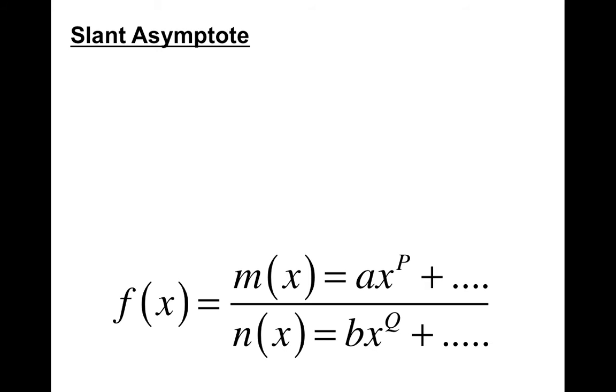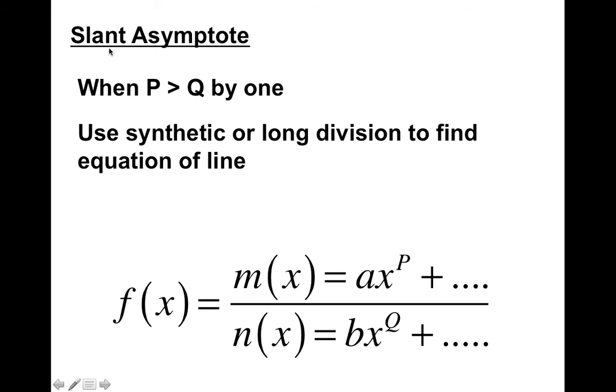Slant asymptote is, like I said, p has to be greater than q, meaning it won't have a horizontal asymptote, but it has to be greater than q by one value. To find the equation of your asymptote that is slanted, you have to use synthetic or long division to find the equation of the line. The good news is you can ignore the remainder. It's just the part that's before the remainder.